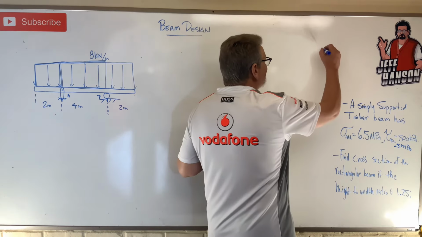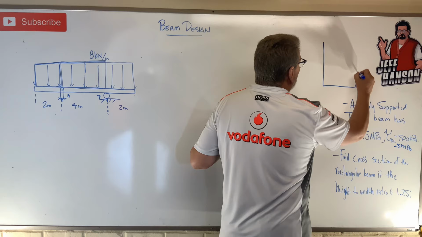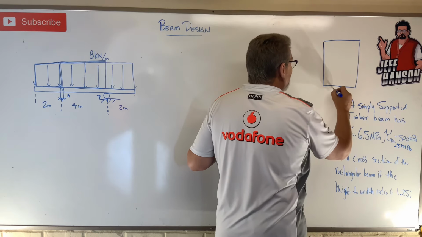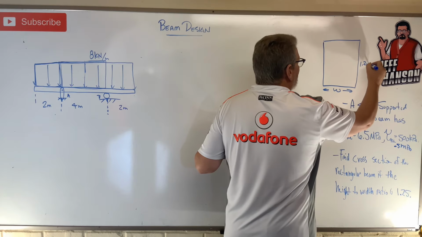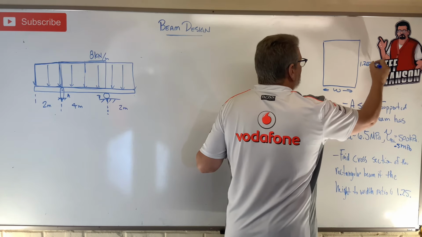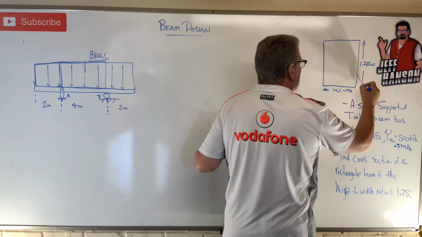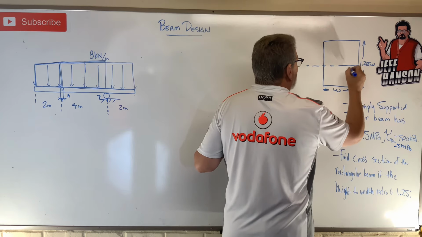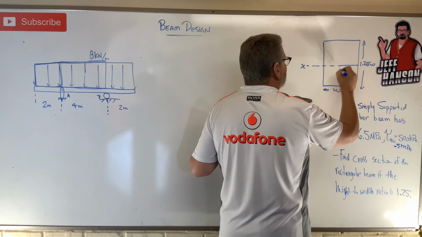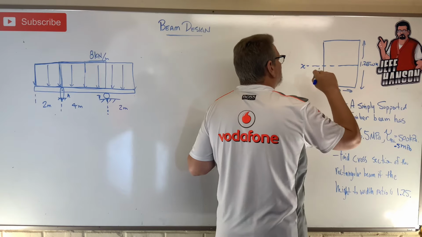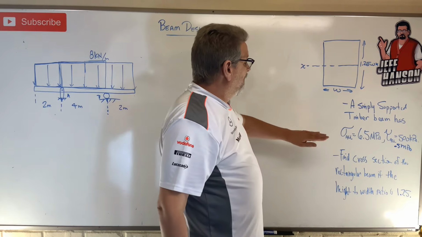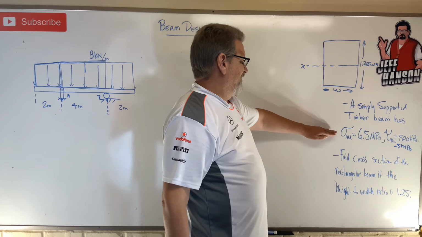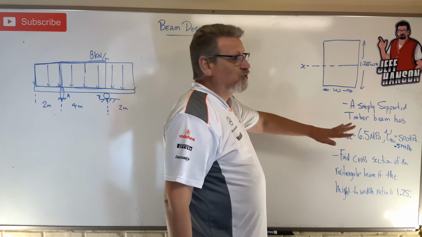Now, what that means is, if I look at the cross-section of this beam, it's W wide, and it's 1.25 W tall. Here's our neutral axis, XX. And so, there you go. So, what tools are we going to use to see who is in control here?